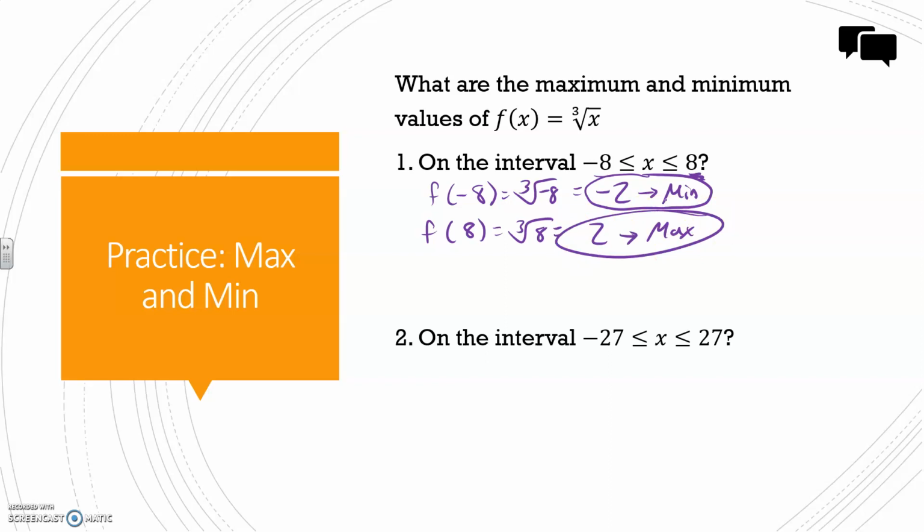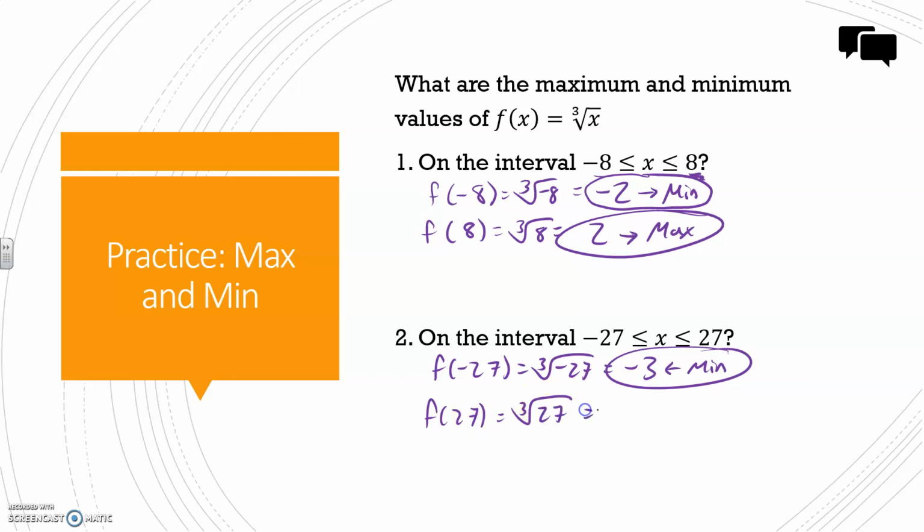Why don't you go ahead and pause the video briefly and try number 2, and then play it to see the answer. So you should have done f of -27, taken the cube root of -27, which was -3, which will again be my minimum. And then f of +27 is the cube root of 27, which is +3, which would be my max.